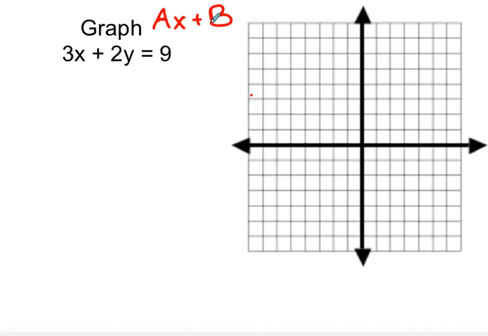plus by equals c, which is one of the main forms of a line. Again, it's called standard form. So the best way to graph a line in standard form is actually one of the easiest ways to graph any line, and that's by using your intercepts. So what I mean by that is here we have an a value of 3, a b value of 2, and a c value of 9.